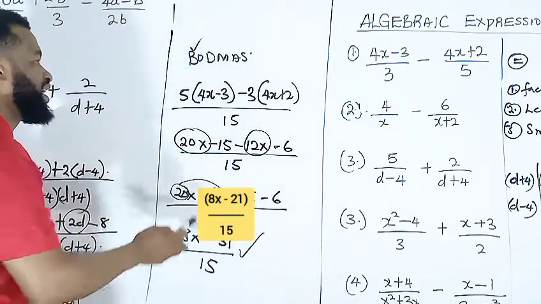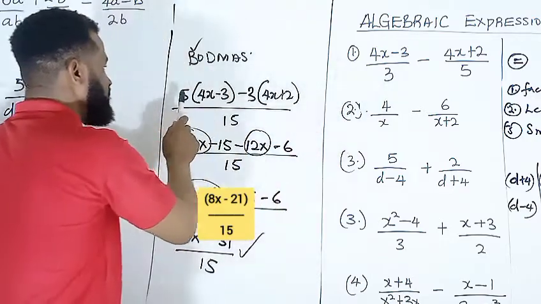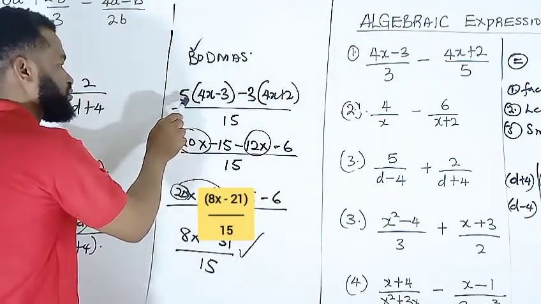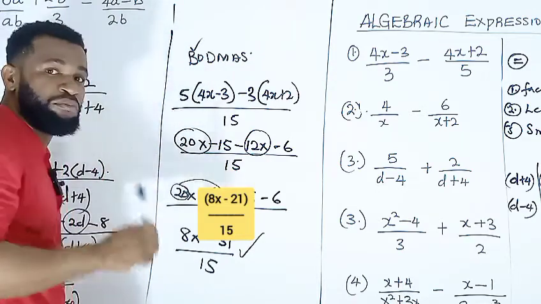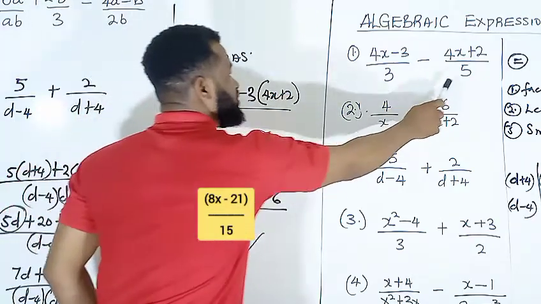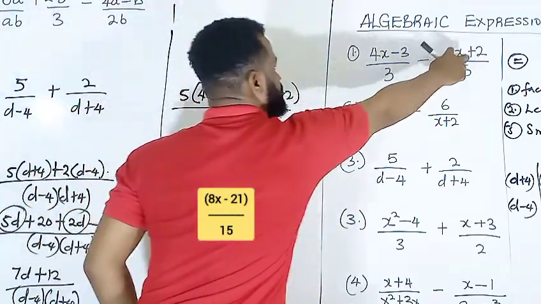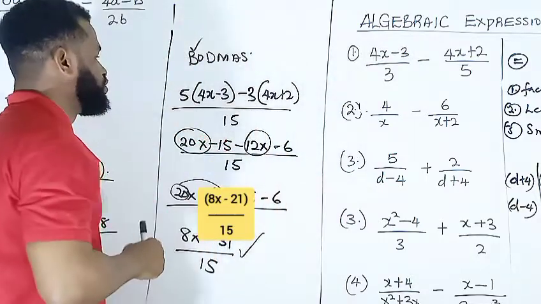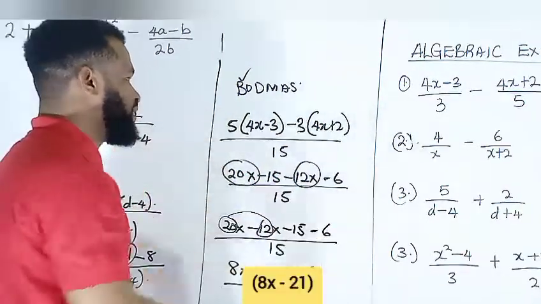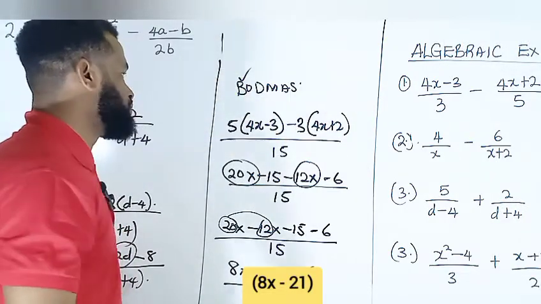Now, when I multiplied, I now ask myself, 15 divided by 3 is what? 5. Then 5 times this is this format, because a bracket simply means multiplication. Now, 15 divided by 5 is what? 3. Then 3 multiplied by the numerator is this. So I am done with the LCM. Let us simplify. You have to apply BODMAS because of the brackets that are involved.